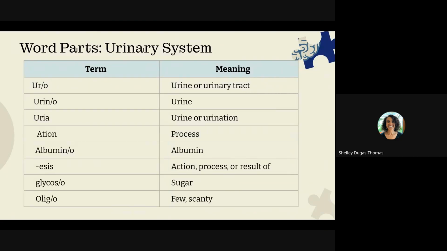So these are some terms. There's a few less, so I am going to go over a few of them. Uro or urino both mean urine or the urinary tract. Urea is the highly common suffix meaning condition of urine or urination. Oligo means few or scanty. If you combine oligo with urea, you get oliguria, which is scanty or abnormally low urine volume.